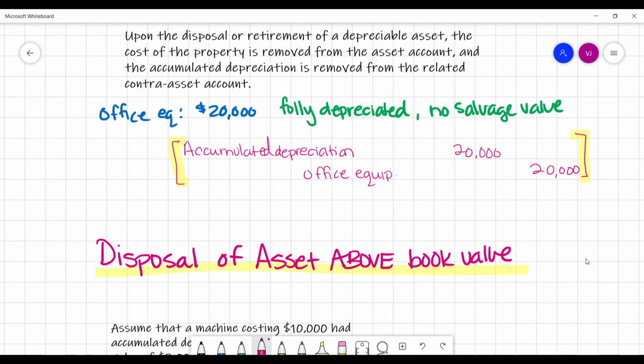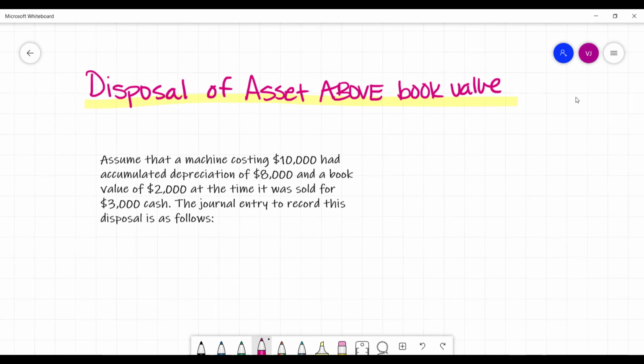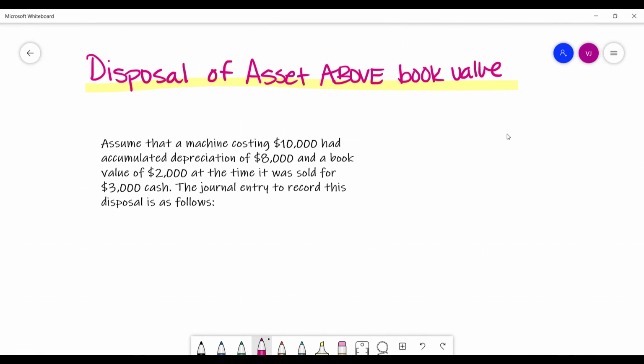Now, what if we're disposing of a plant asset that we're actually being able to sell for an amount above book value? So let's take a look here. So we assume that a machine costing $10,000 had accumulated depreciation of $8,000 and a book value of $2,000. How do we get to that book value of $2,000? It's simply $10,000 minus the accumulated depreciation of $8,000, which gives us $2,000. At the time it was sold for $3,000 cash. So the journal entries record the disposal as follows.